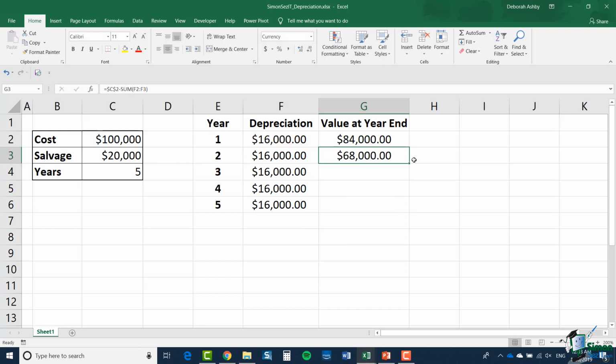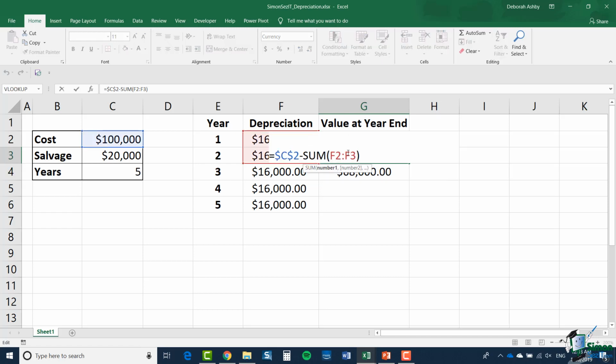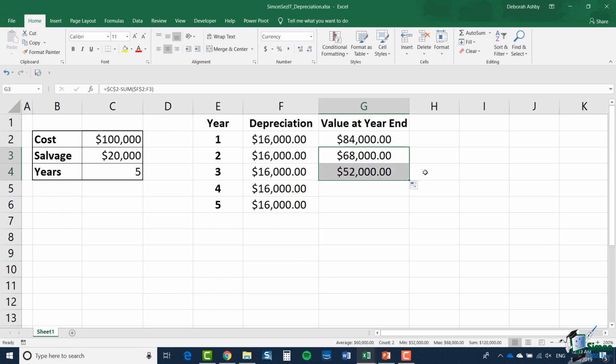Now that's going to cause me a bit of a problem if I filled that down, because the formula in G4 would be the sum from F3 to F4, which is not right. So what I really need to do here is fix the start of the range that I'm going to sum. And now if I fill down, that looks to be correct.